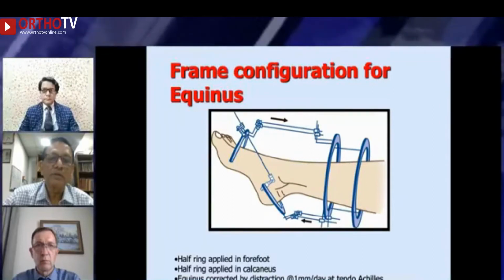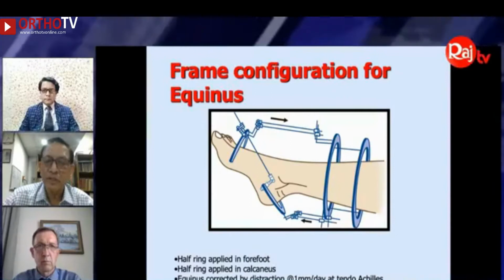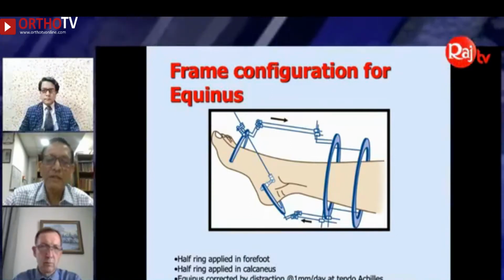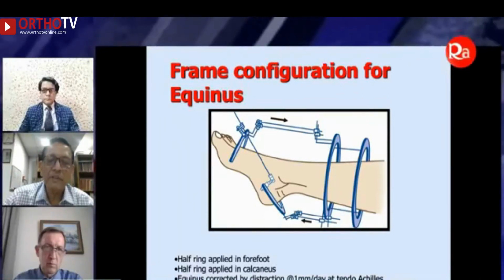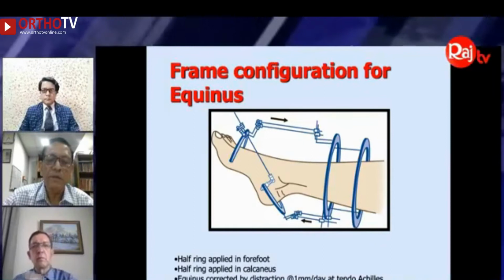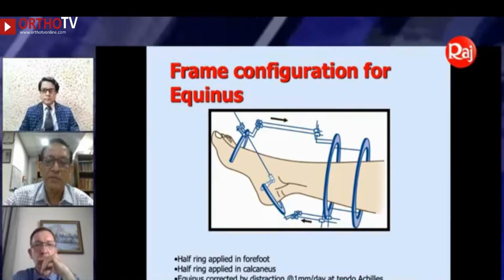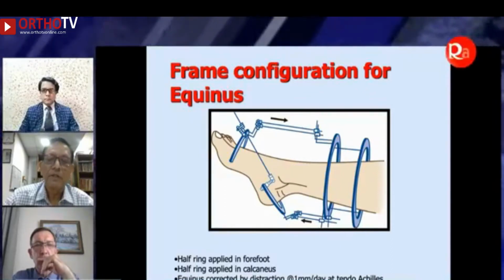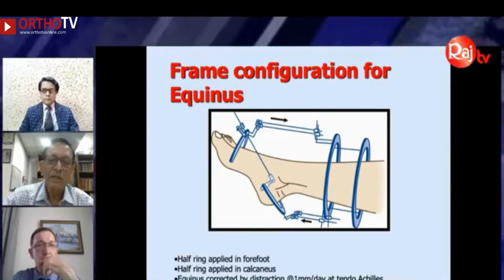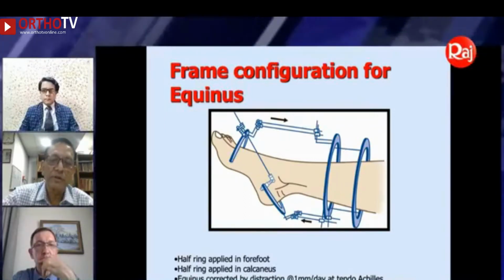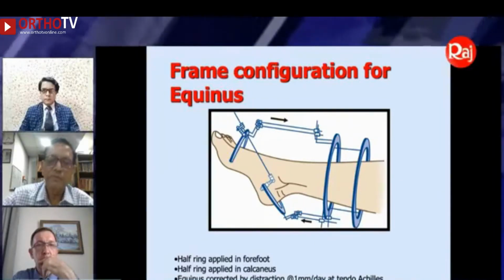What we have done, the full ring we make into a half ring. Two rings are there, and we put another ring in the calcaneus. So a half ring is applied in the forefoot, a half ring is applied in the calcaneus, and equinus is corrected by distraction at 1 millimeter per day. As in the bone, we do the correction by lengthening, because here we have done the percutaneous tenotomy, and after that the lengthening of the tendon is possible.